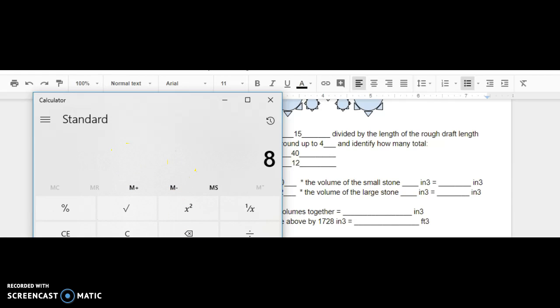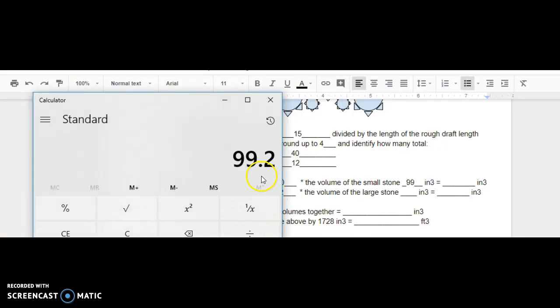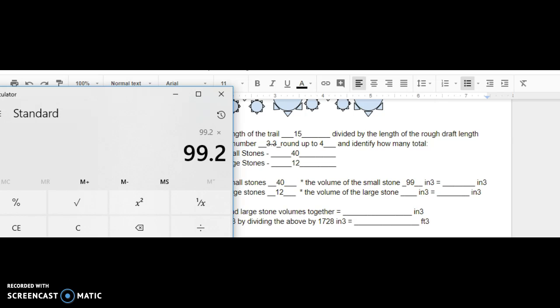I'm going to say the radius was 4 inches. It's pi r squared, so 4 times 4, or squared, is 16, times pi, which would be 3.14, would be an area on the small one of 49 inches. However, you have to figure out our volume, so we take that 49 inches times 2, which is 2 inches deep, I don't know for sure. That's the volume of our small stone, about 99 cubic inches. There is a total of 40 of them.